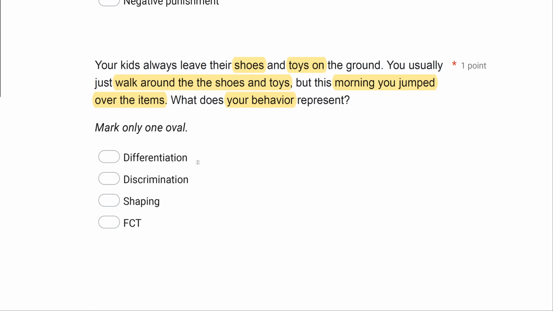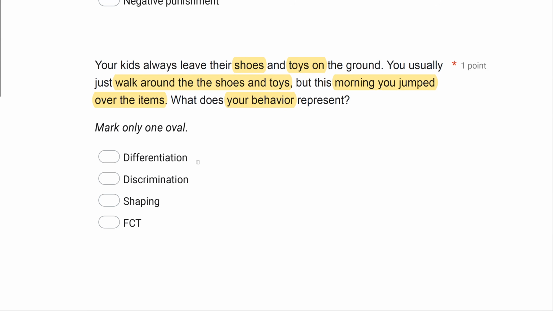A, differentiation. Differentiation, also known as response differentiation, is when a different response occurs in the presence of a stimulus. And that's exactly what happened here. You differentiated your responses. Instead of walking around the shoes and toys today, you jumped over the shoes and toys.